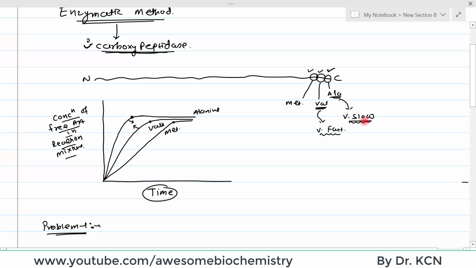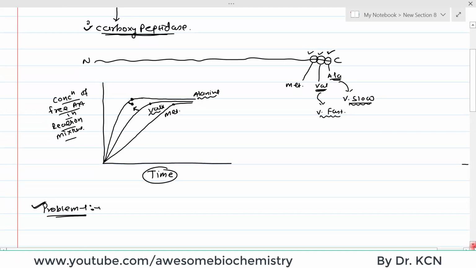Once this curve shifts to the right and this curve shifts to the left, the alanine and valine graphs will almost overlap, and at that time it will be very difficult for us to determine which amino acid was released first. So, this is the first and major problem.